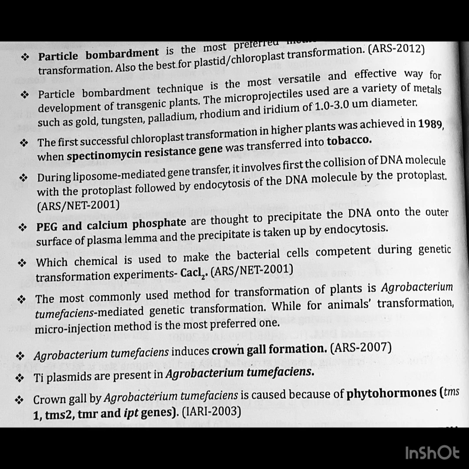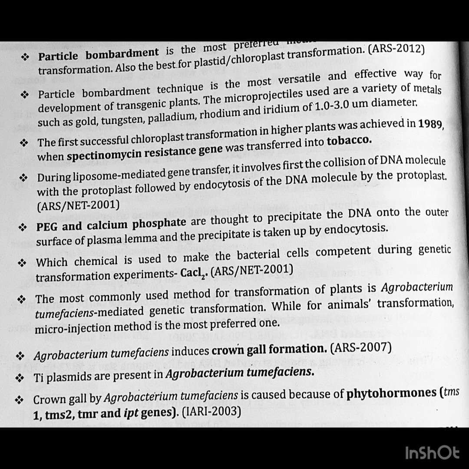PEG, polyethylene glycol, and calcium phosphate are thought to precipitate the DNA onto the outer surface of the plasma lemma, and the precipitate is taken up by endocytosis. Which chemical is used to make the bacterial cells competent during a genetic transformation experiment? The answer is calcium chloride. Question asked in ARS NET 2001.